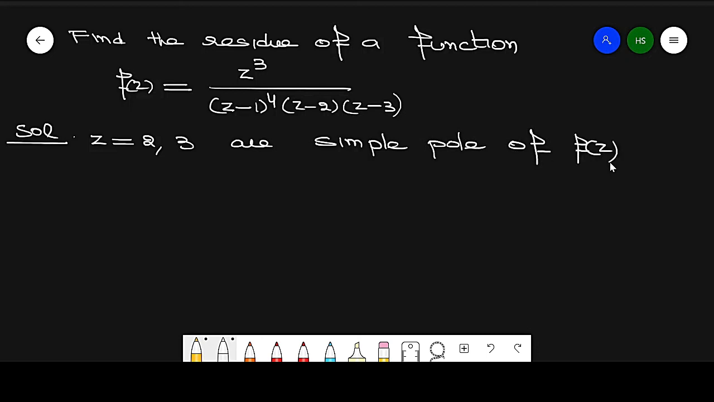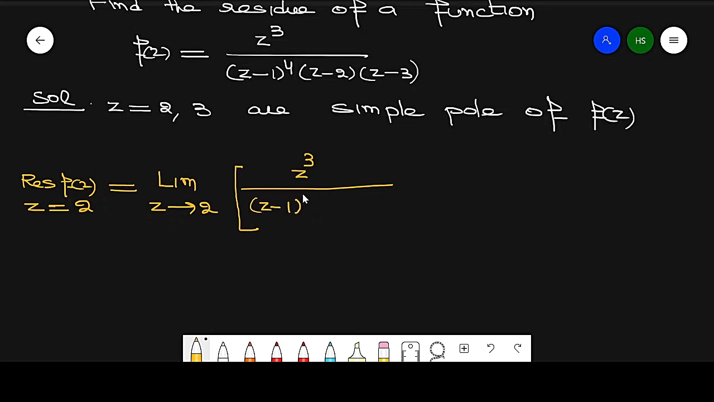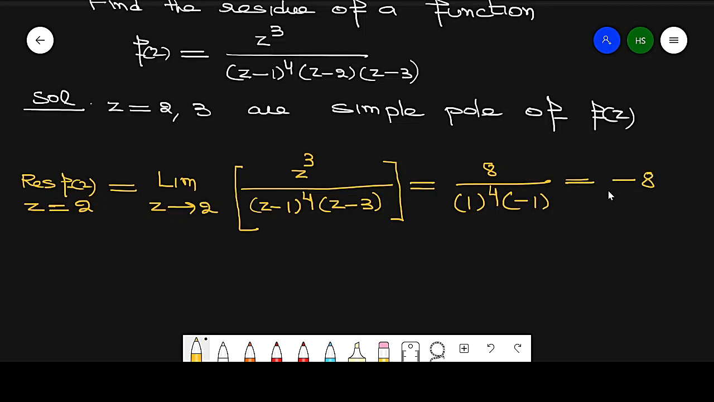So we find it in a very simple way. How will we find it? First I take the residue of function f(z) at the point z equal to 2. This is the limit as z approaches 2, multiplied by z minus 2. The remaining part is z cube over z minus 1 raised to power 4 into z minus 3. This value is 8 over 1 raised to power 4 into minus 1, so this is minus 8. So we find the residue of this function.